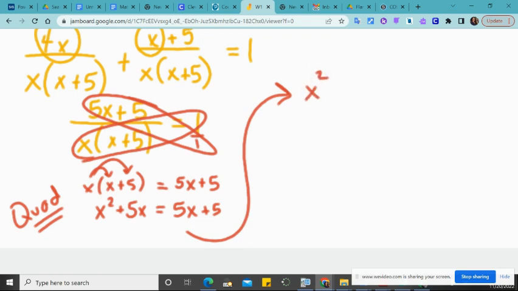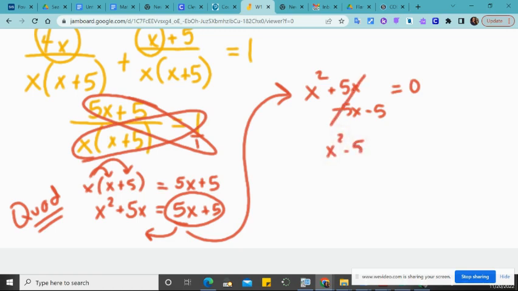Now, I happen to know that's not going to do as much good, but that's okay. But let's start with that idea. So plus 5x. And now if we subtract 5x plus 5 to the other side, so minus 5x and minus 5. On the right side, that would cancel and we'd have 0. Those would cancel. So now I have x squared minus 5 equals 0.